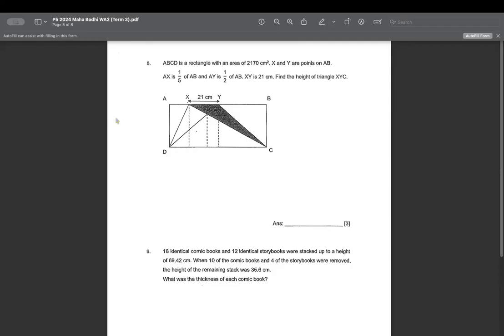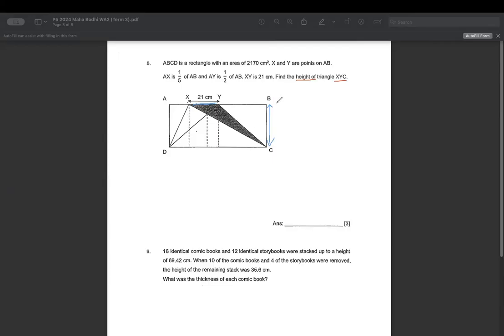All right. For this question, they are asking you for the height of XYC. Looking here at triangle XYC, this one is the base, 21 cm. The height actually is this perpendicular height, BC. Please do not choose this slanted height.